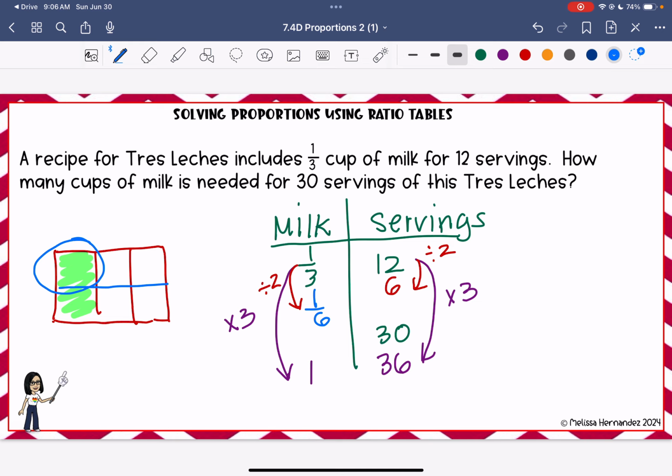Okay, now if 1/6 gives me 6, all I have to do is subtract 1/6 from 1, because 1 cup of milk gave me 36. However, I need to take 6 servings from that. So it'd be 1 minus 1/6, which is just 5/6. So my answer is 5/6 cup.